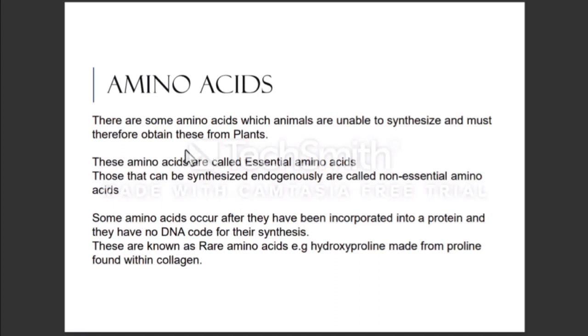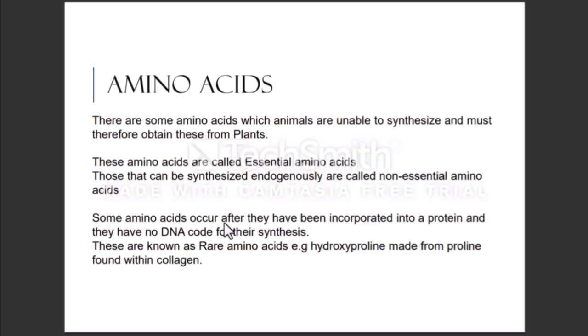There are some particular amino acids which animals are unable to synthesize and must therefore obtain from plants. These amino acids are called essential amino acids. Why are they essential? Because our bodies cannot synthesize these amino acids, so the only way we can get them is through our diet. Those other amino acids that can be synthesized endogenously, meaning in our body, are called non-essential amino acids.